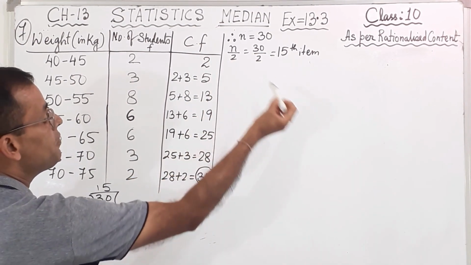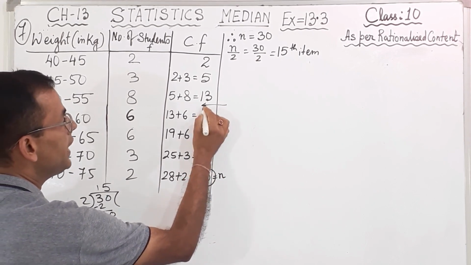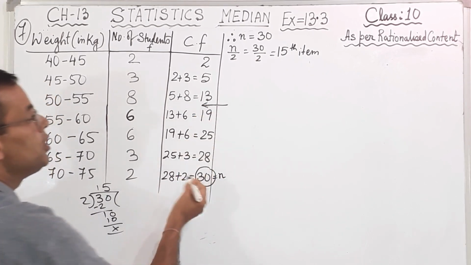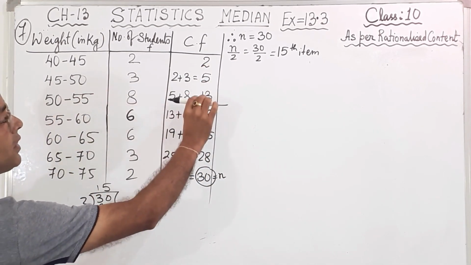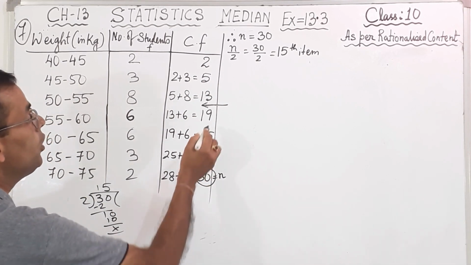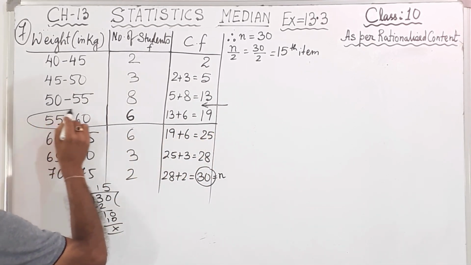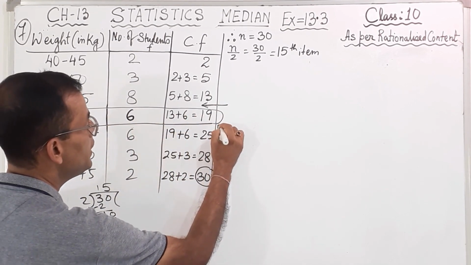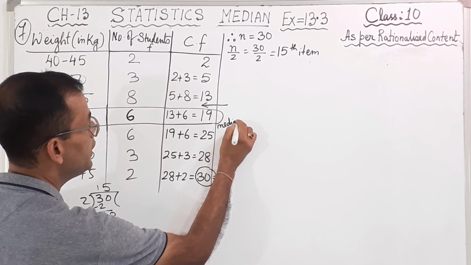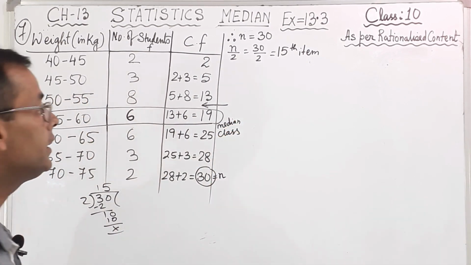If your roll number is 15, you will come and you will stand in between 13 and 19. Yes or no? So that means you are crossing the third row. So once you cross the third row, you cannot take the third row. You have to go to the fourth row, and this row is only called the median class.